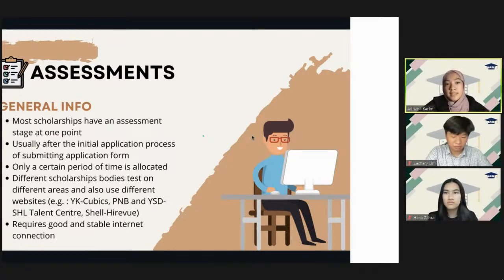Different scholarship bodies test on different areas and also use different websites. For example, Yayasan Khazanah, YK, uses Cubics Logic. PNB and YSD use SHL Talent Center. And Shell uses Highview. So these are the websites. Don't worry, if you qualify for this stage of the scholarship application, they will email you and give you whatever links or documents that you need for this assessment.